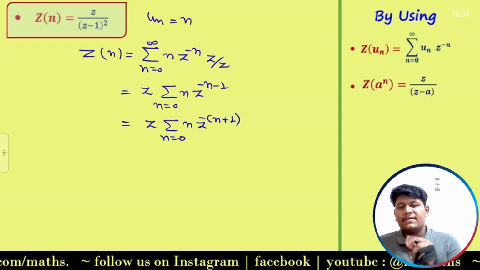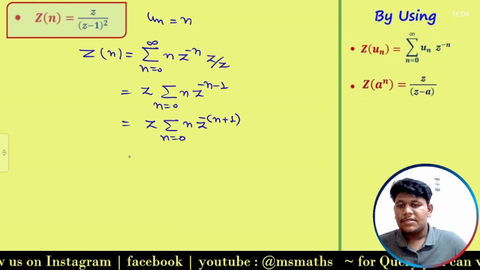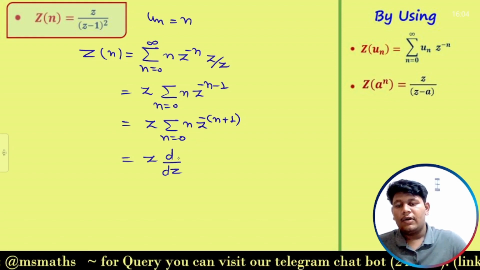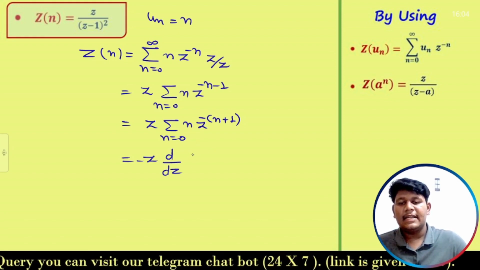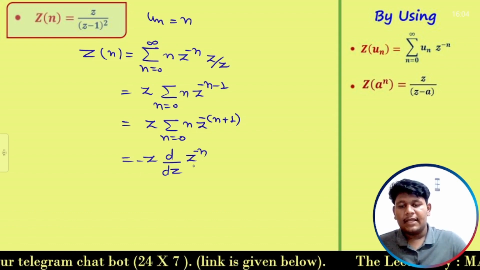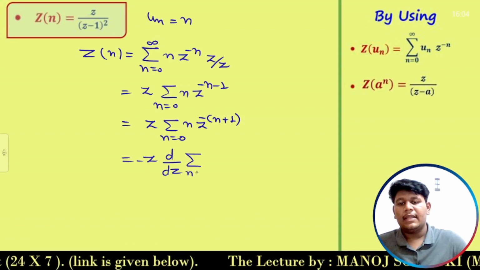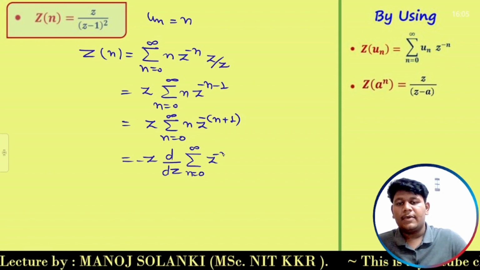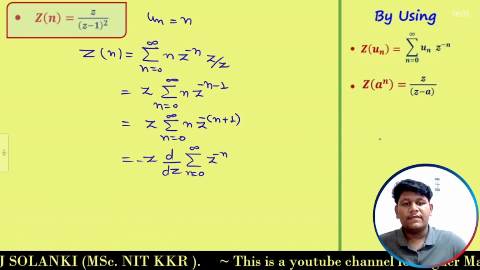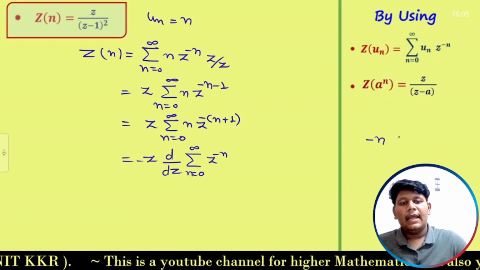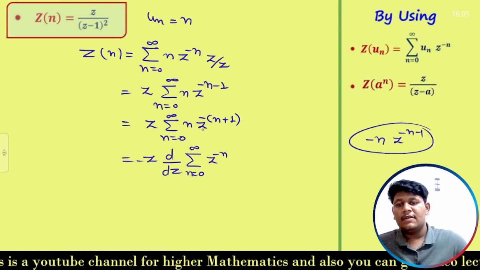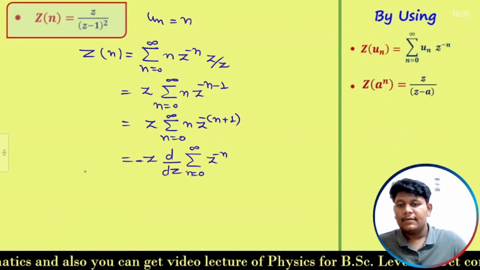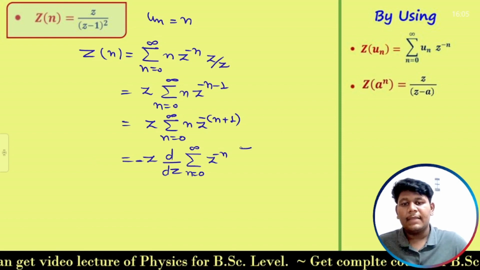Now by this we can easily substitute this one, and this is nothing but minus d by dz of the summation, n equals 0 to infinity, of z power minus n. If I do the differentiation of this, minus n is here and z power minus n minus 1. This term we will get, but this minus is also extra here, so I am multiplying by minus, minus times minus gives plus, and we will get back this term.